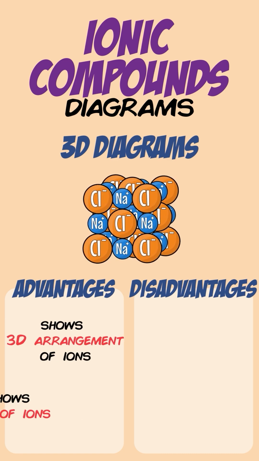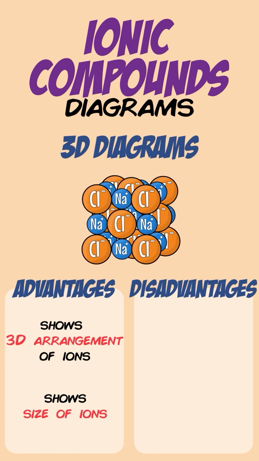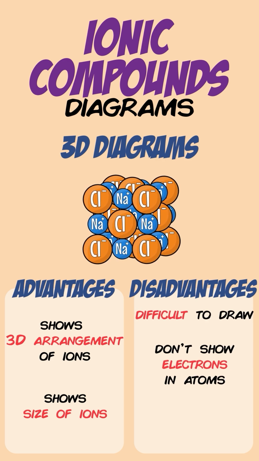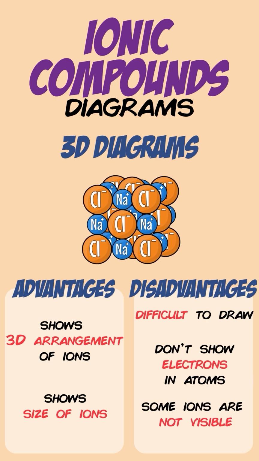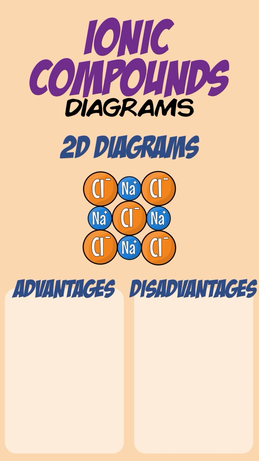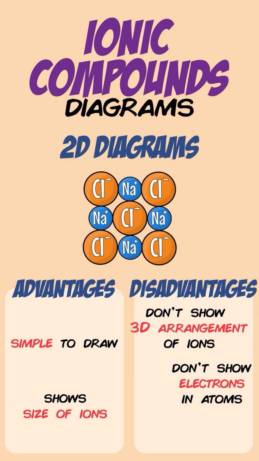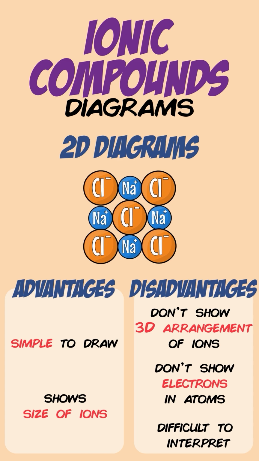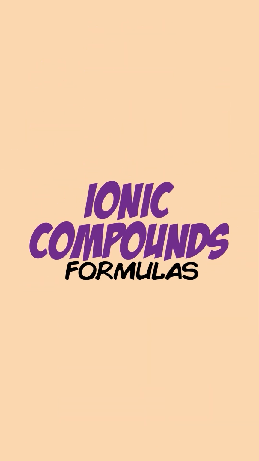3D diagrams show all the ions in a more realistic 3D arrangement without the gaps between them. But these are even more difficult to draw accurately, and not all the ions are visible in them. You can use a 2D diagram, which is much more simple to draw, but these can be difficult to interpret for complex structures.